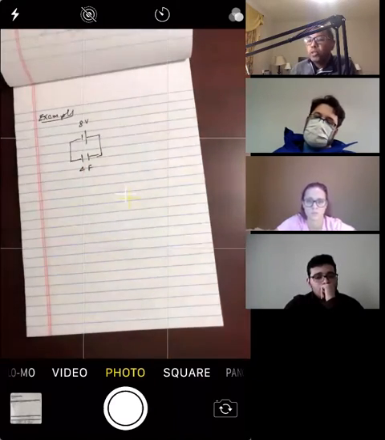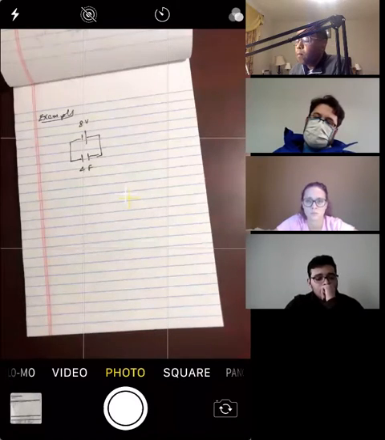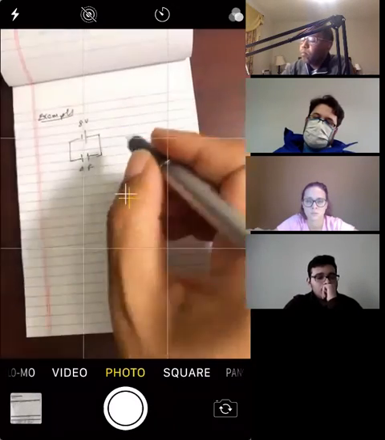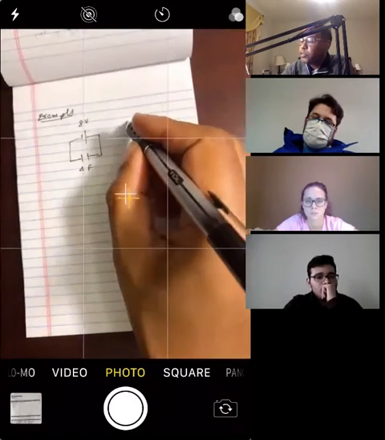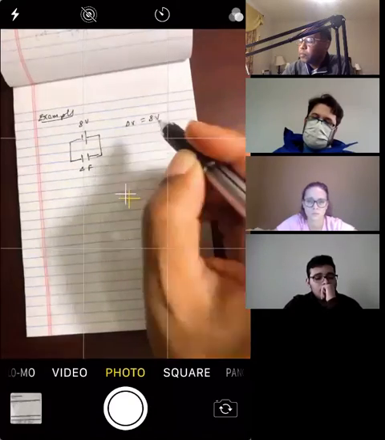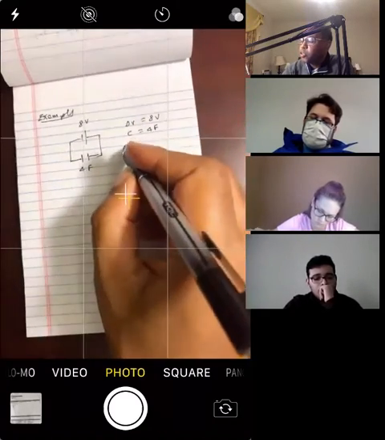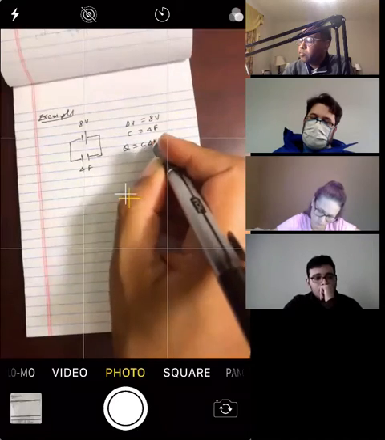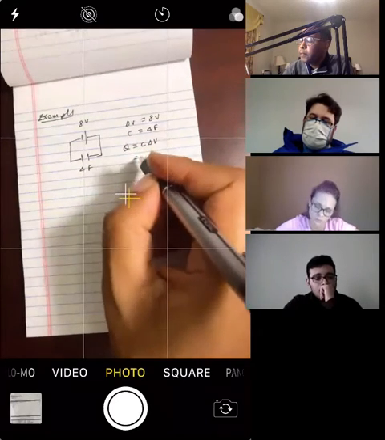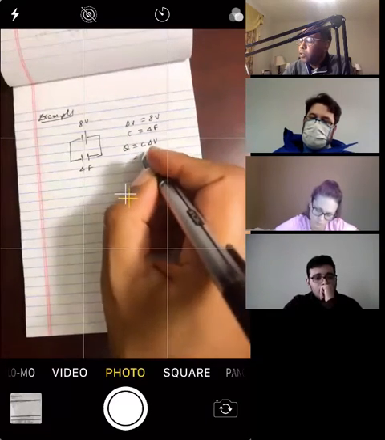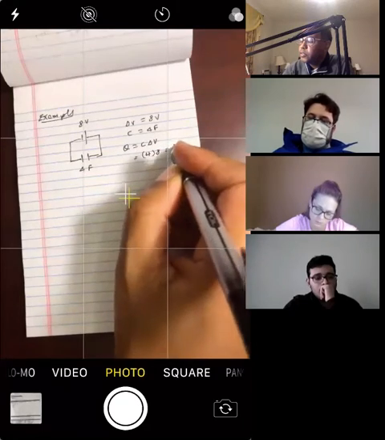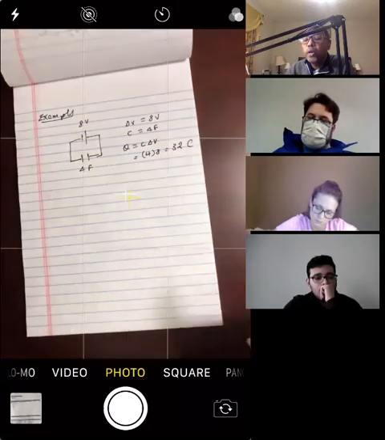So what's the charge accumulated by this capacitor? How do you calculate it? We have the potential difference, delta V, is 8 volts. And we have the capacitance is 4 farad. What's the charge? The charge is C times delta V. Okay? That is C is 4, delta V is 8. So you've got 32 coulomb, right?